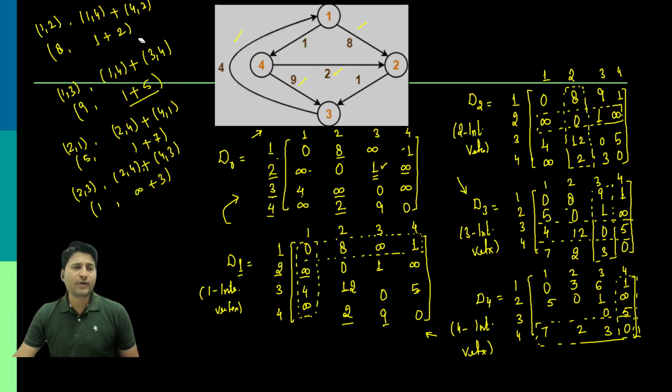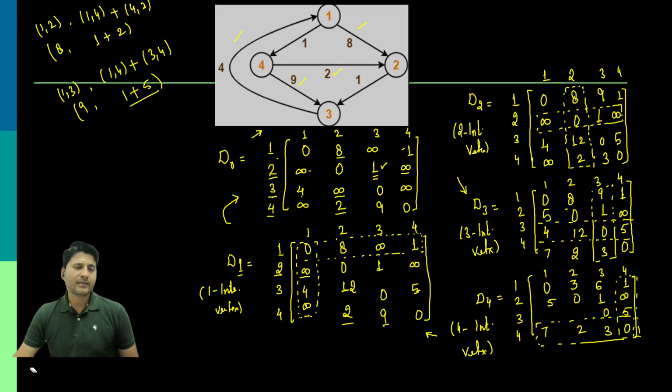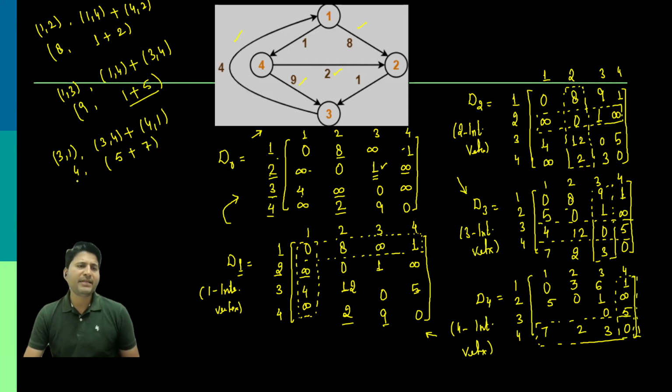Now, the last two entries, 3 to 1, let us try to write those also. So for 3 to 1, let me rub a few of the entries. So 3 to 1 making 4 an internal vertex. How will it be written? 3 to 1 and 3 to 4 plus 4 to 1. What is 3 to 1 in D3? It is given as 4. What is 3 to 4? 3 to 4 is 5 and 4 to 1 is 7. The minimum between 4 and 12 is 4. So this 3 to 1 comes out as 4.